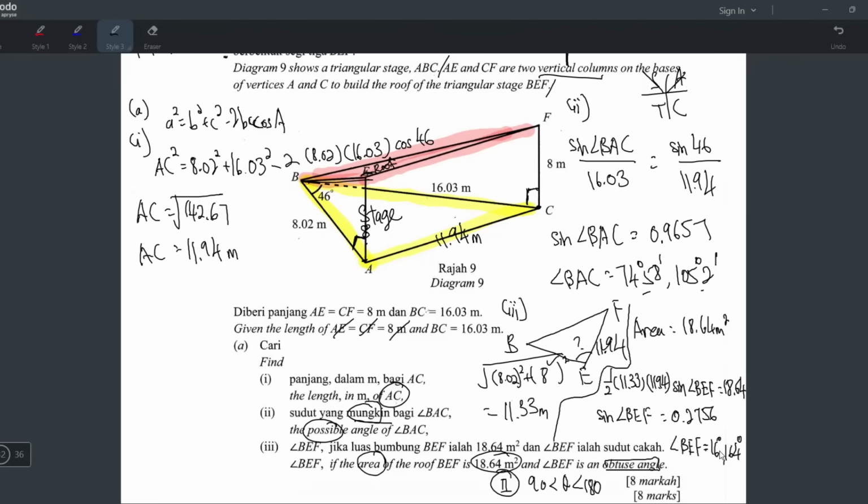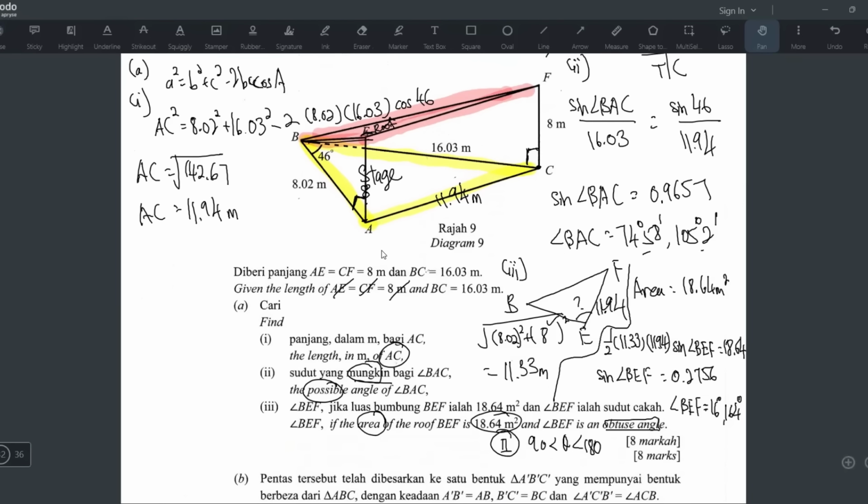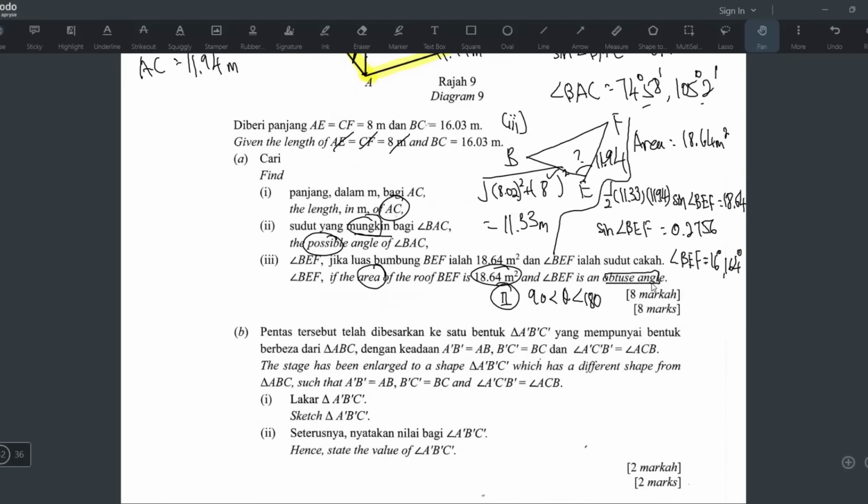But how to know which one is the correct one? Well, you can use your eyes to check whether it's an acute angle or obtuse angle. And also this question, they already mentioned it's an obtuse angle. So definitely the 16 have to reject. So the only answer that makes sense here is 164 degrees. That means this one is 164 degrees. Okay. Let me double check. 180 minus 16. Yeah, correct.